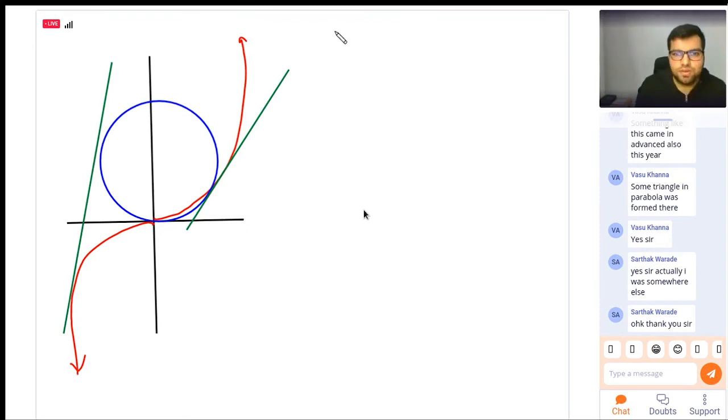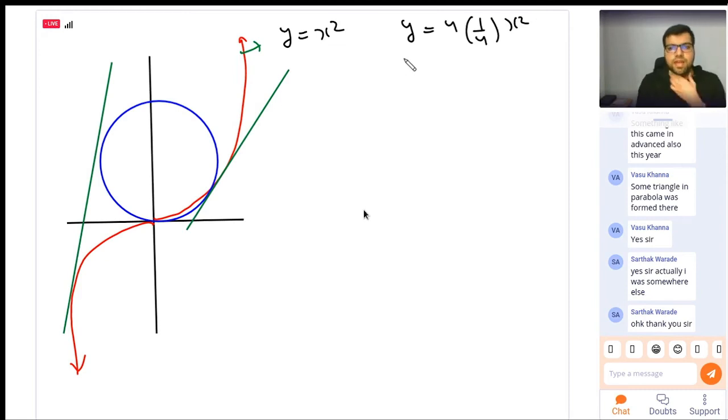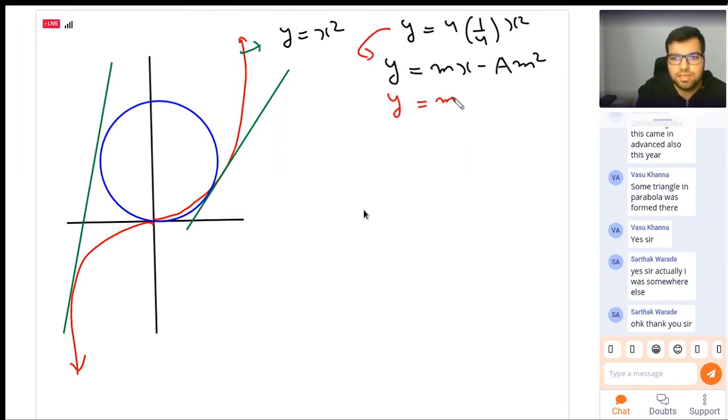First, let us consider the upper part of the parabola. This is y equals x square. This becomes y equals 4 times 1 by 4 x square. I'm doing this to find the equation of the tangent. The equation of the tangent to y equals x square is y equals mx minus am square. So this becomes y equals mx minus 1 by 4 m square. Great.